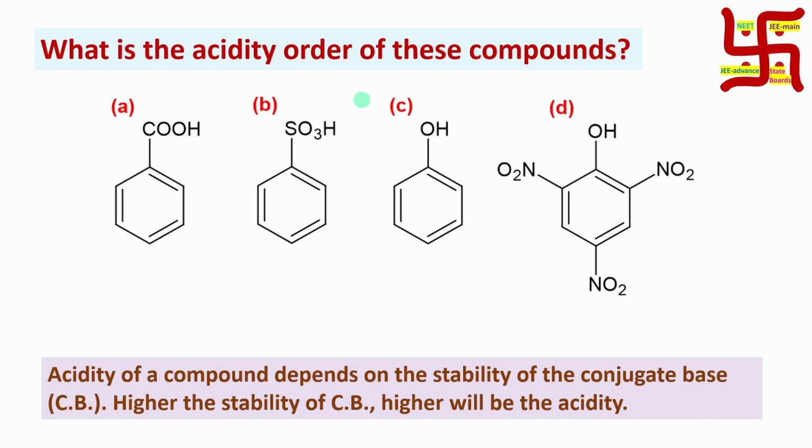Now whenever a question about acidity is asked, you need to remember one thing: the acidity of a compound depends on the stability of its conjugate base. And remember, the higher the stability of the conjugate base, the higher will be the acidity. Then your obvious question will be, sir, what is meant by conjugate base?